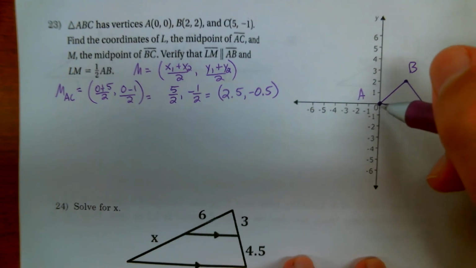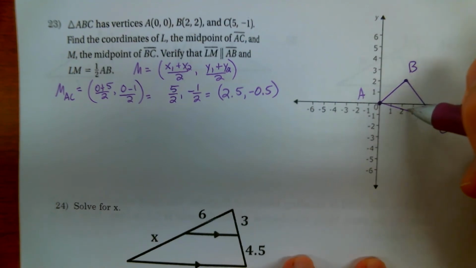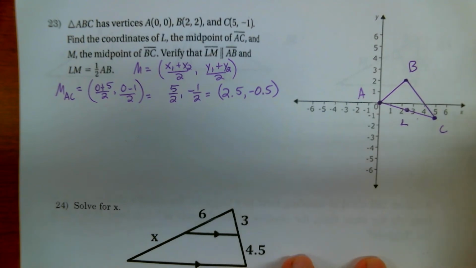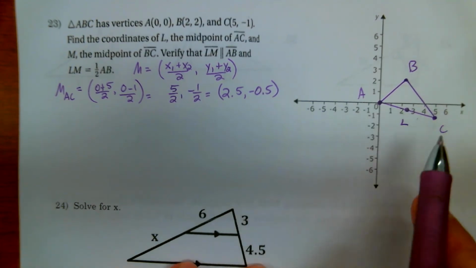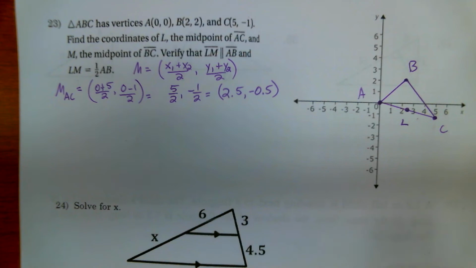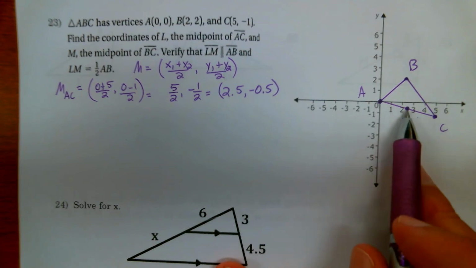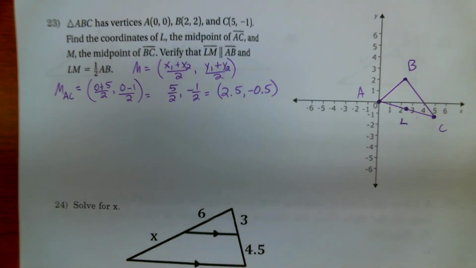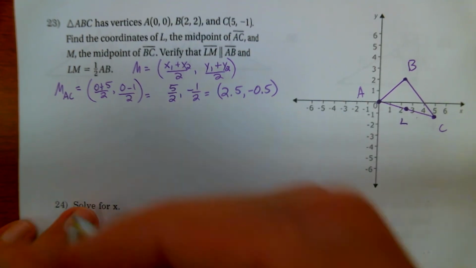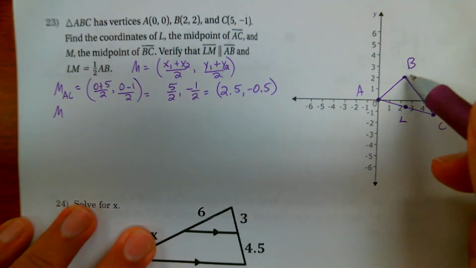I'm going to go right 2.5, and then down 1/2. So right there, that's point L, the midpoint of AC. Check it visually. Does that look like it's the middle? Yeah, it looks like it. Now again, we have to throw our eyeballs in the trash can, but just for visual purposes, yes, it appears that I have done the math correctly. Now I'm going to have to find the midpoint of BC.